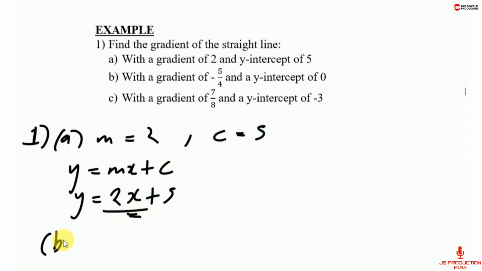What about b? We have been told that the gradient is equal to negative 5 over 4 and our y-intercept we have been given as 0.